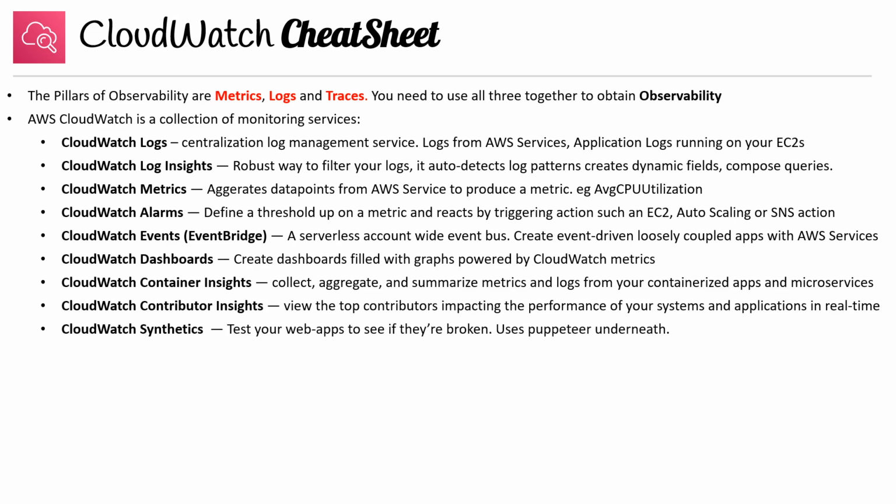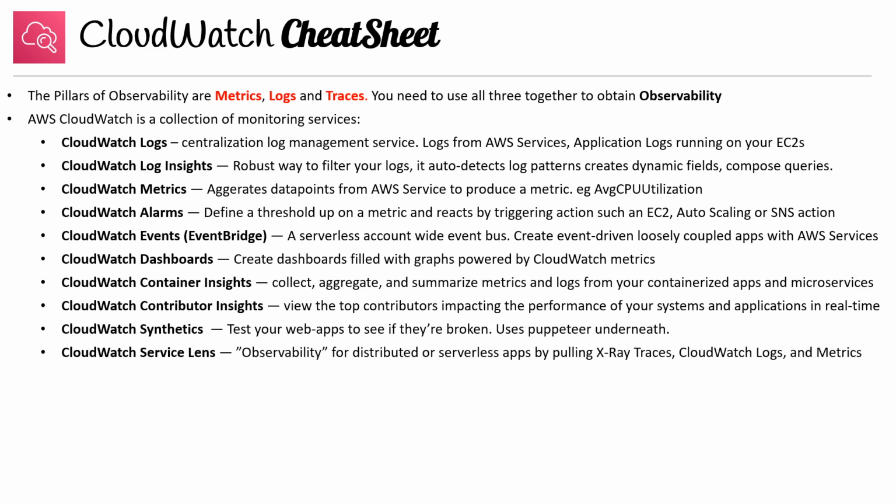Then we have Synthetics. This tests your web apps to see if they're broken. It's using Puppeteer underneath, if you know what that is. That's just a headless Chrome browser. And then the last thing on our list here is ServiceLens. This gives you observability for distributed or serverless apps by pulling in X-Ray traces, CloudWatch logs, and metrics. So there's the overview, and we'll move on to more specific CloudWatch services.